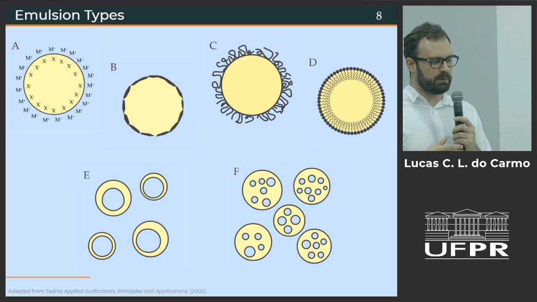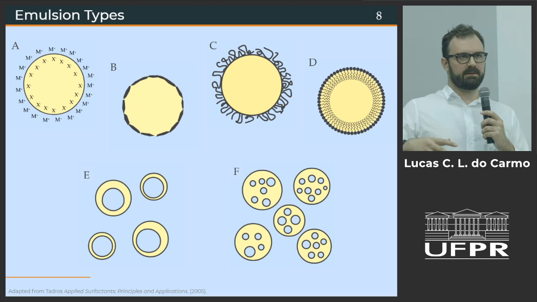And then on E, we have multiple emulsions where you have an aqueous phase dispersed in an oily phase and then dispersed in an aqueous phase. And in F, the same, but with multiple droplets.